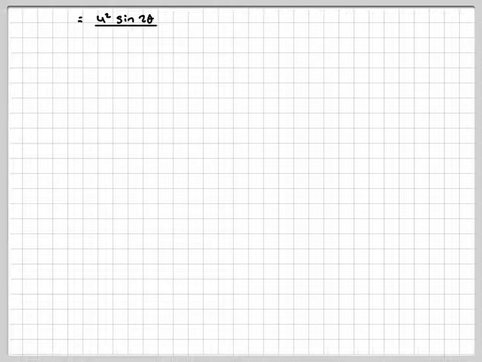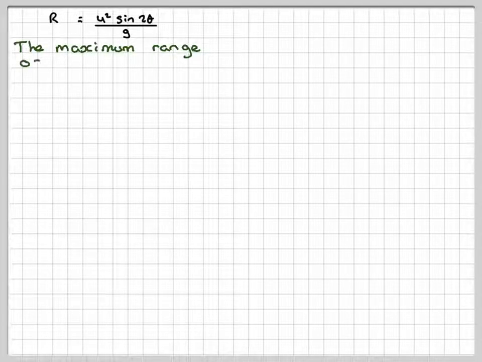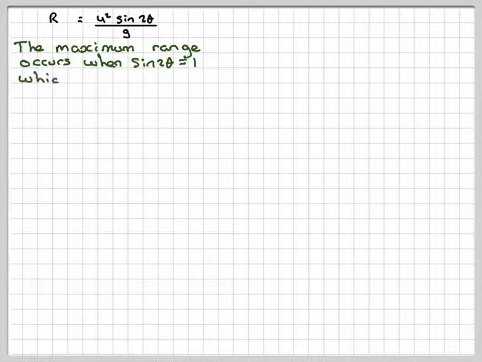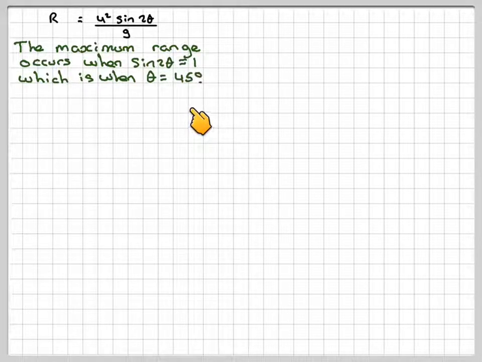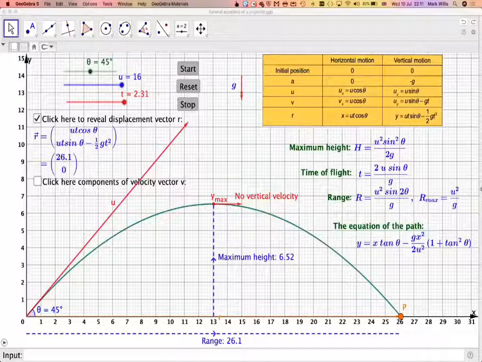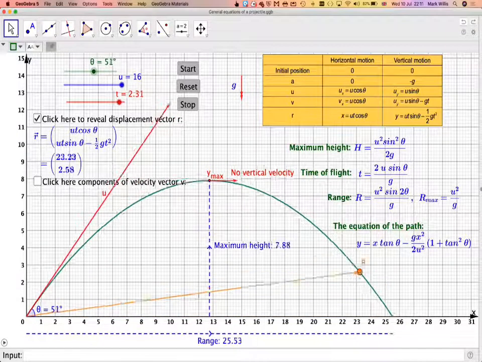Now if we look at that, the maximum that sine can ever be is 1, and that will happen when theta is equal to 45. So the maximum range will always occur when sine 2 theta is equal to 1, which means when theta is equal to 45. So if we go back to this, if this is 45, with u being 16, then the maximum range we can ever get is 26.1 when the angle is 45. If I change the angle, you'll always see it will be less.